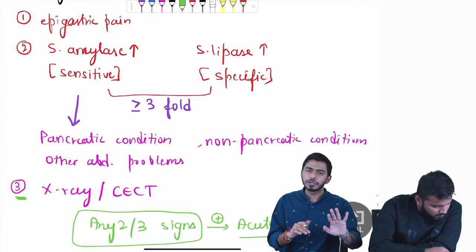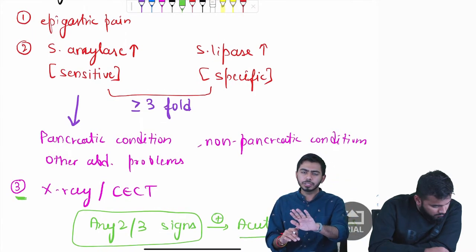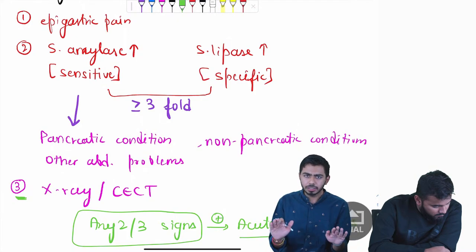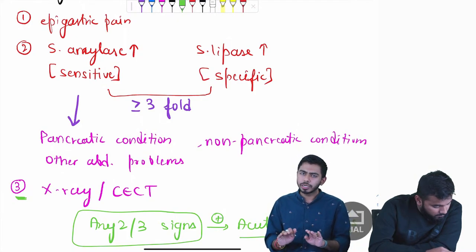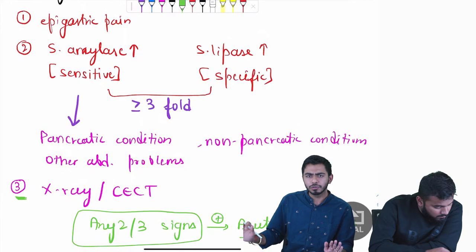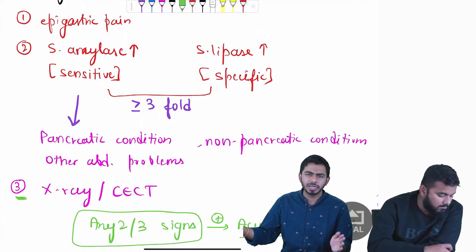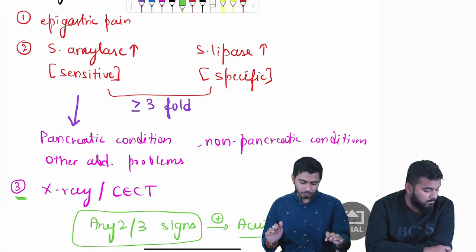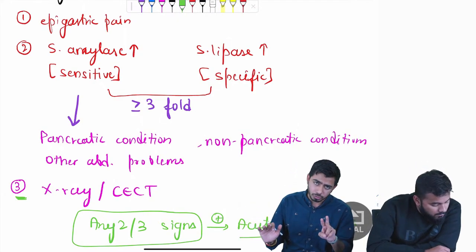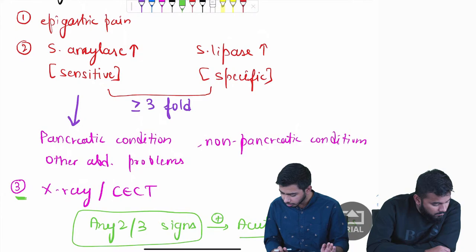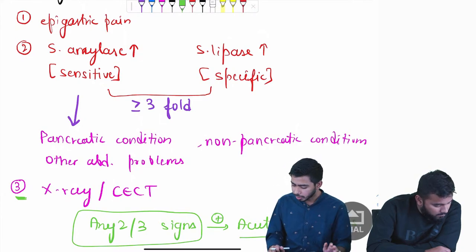If you are already satisfied with the first and second, if the first and second signs have been met in the patient, then you will not take the help of X-ray or CECT. That would be unnecessary for the patient, right? Because you will be giving radiation to the patient unnecessarily. So we don't want that. If you are satisfied with the first two signs, then it is enough for making the diagnosis of acute pancreatitis.